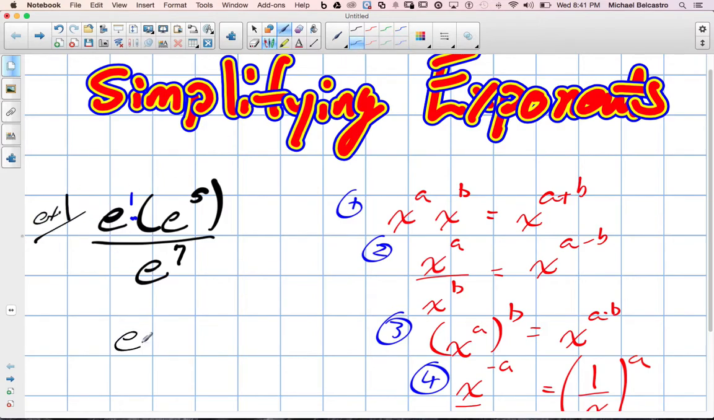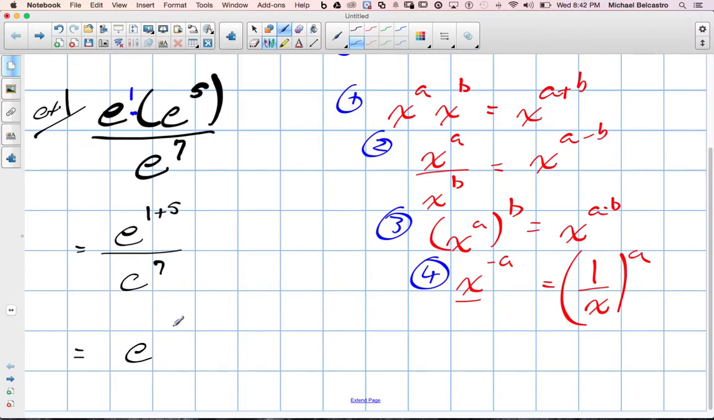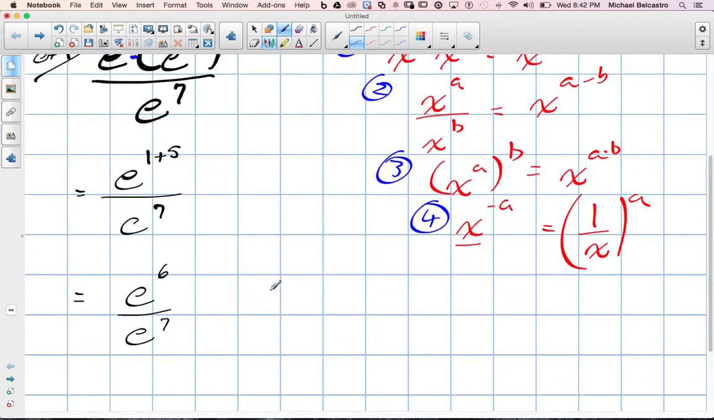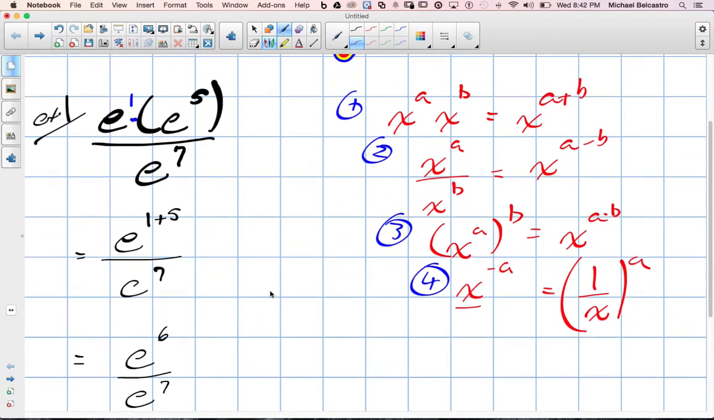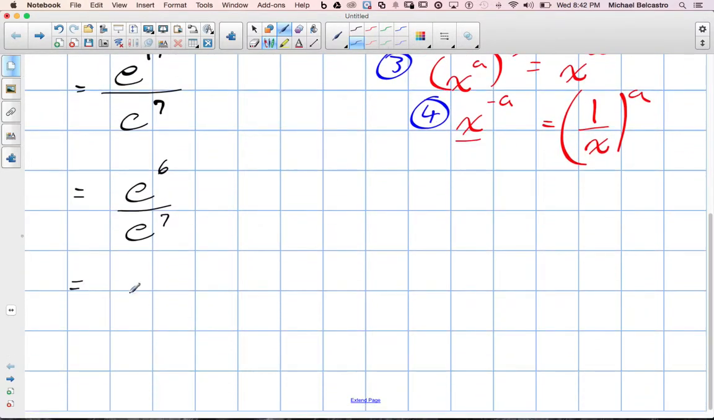So we then get e to the power of 1 plus 5. So what is that going to give us as an exponent? To the power of 6. Yep. So now we get e to the power of 6 over e to the power of 7. Now we have an exponent divided by exponent. Which of the rules does that fall under? Subtracting. Exactly. So we write it just e to the power of 6 minus 7. We always write the top value, subtract the bottom value.